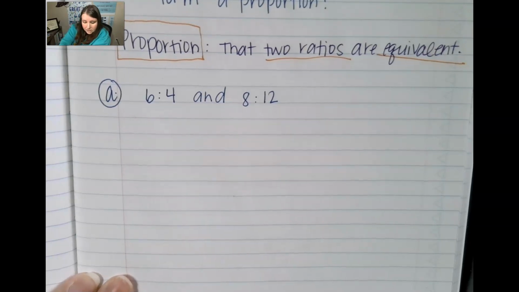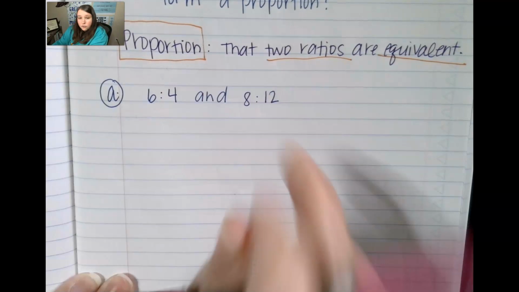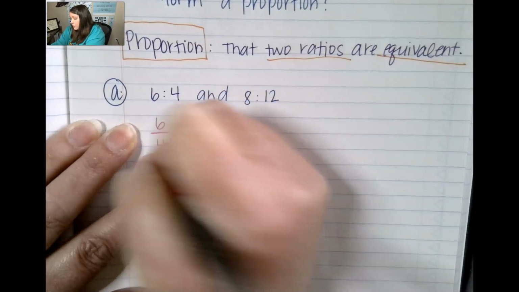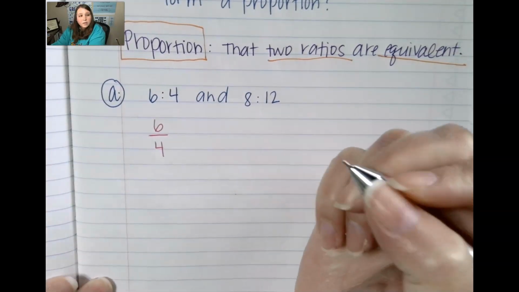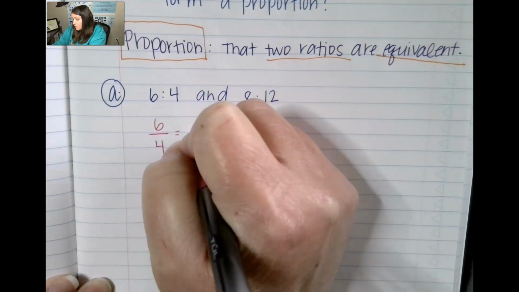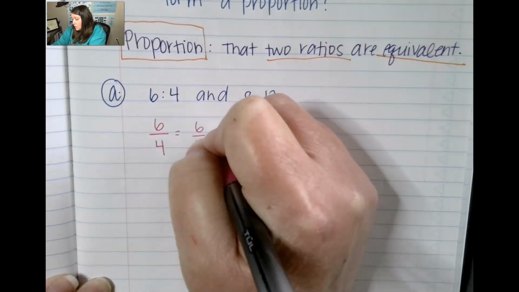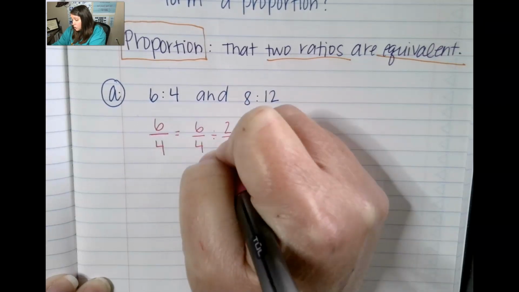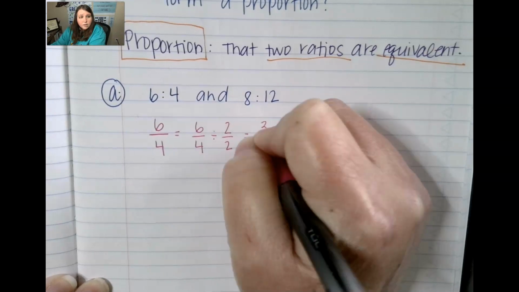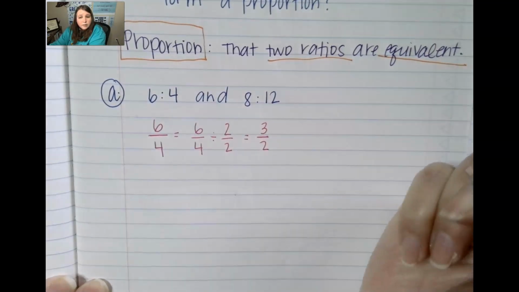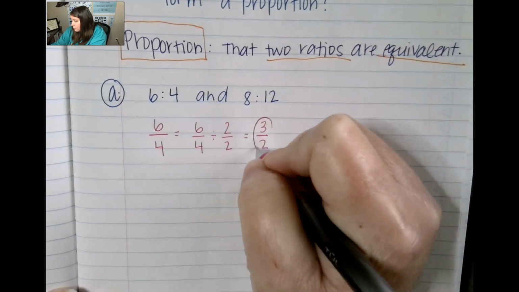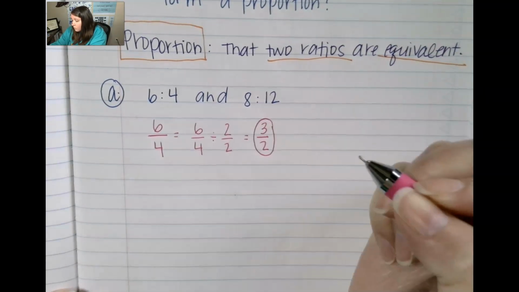So let's go ahead and start with 6:4. We're going to take this ratio of 6:4 and write 6/4. We can reduce this by dividing by 2/2, and that will give us 3/2. So the value of this ratio is 3/2 when we reduce it down.